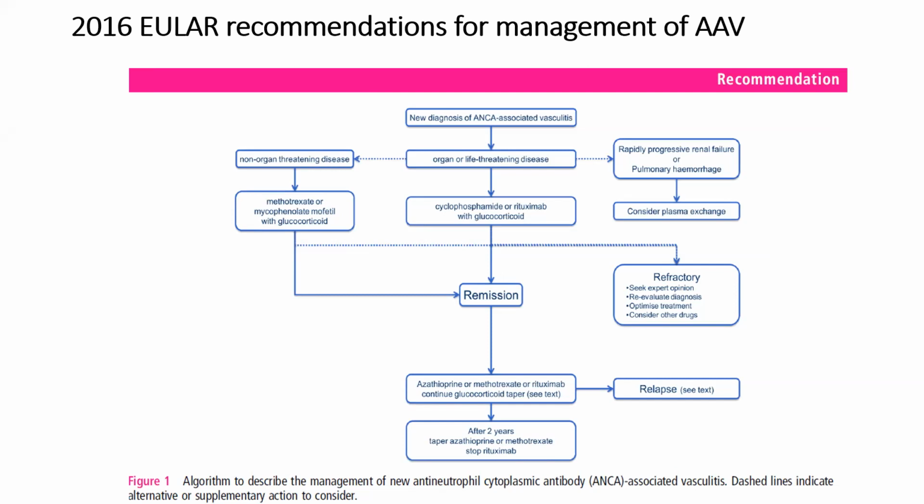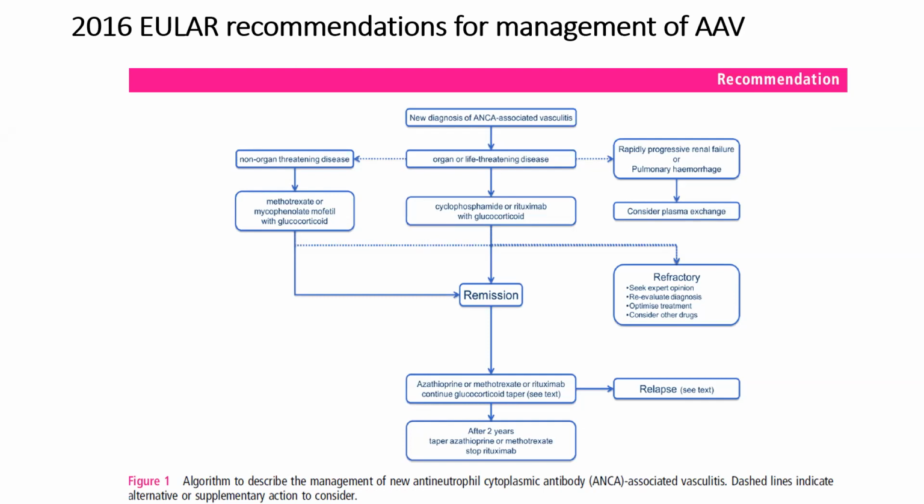If you make a diagnosis of ANCA-associated vasculitis, you have to determine, is this a non-organ threatening disease or is it an organ or life-threatening disease? If it's non-organ threatening disease, you can induce remission with methotrexate or mycophenolate mofetil with steroids. And if the patient goes into remission, you can put them on maintenance therapy with azathioprine or methotrexate, which is advised to be given for at least 2 years before tapering.